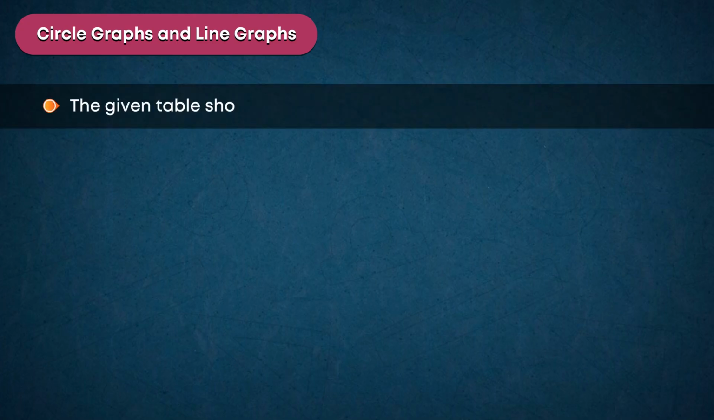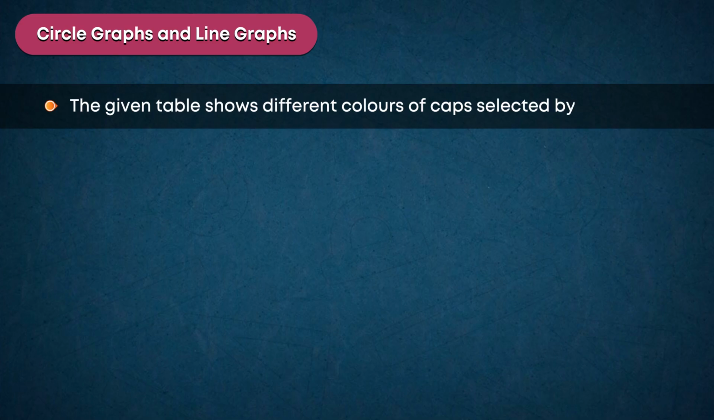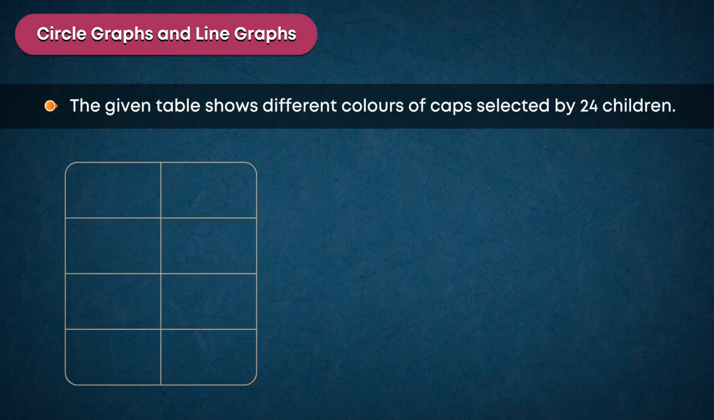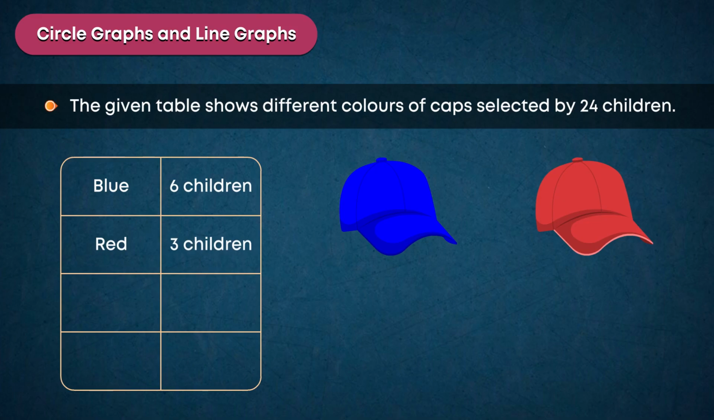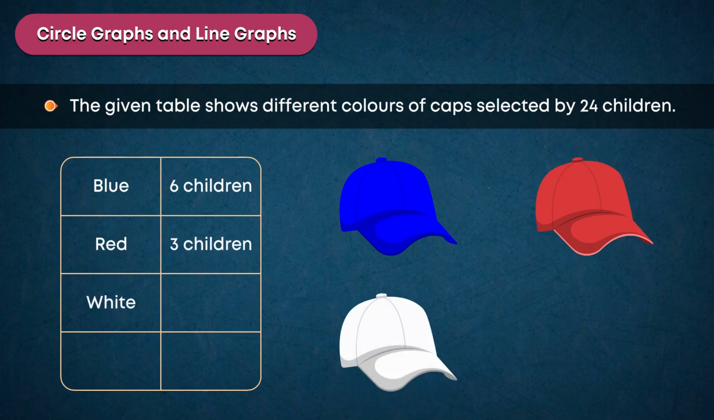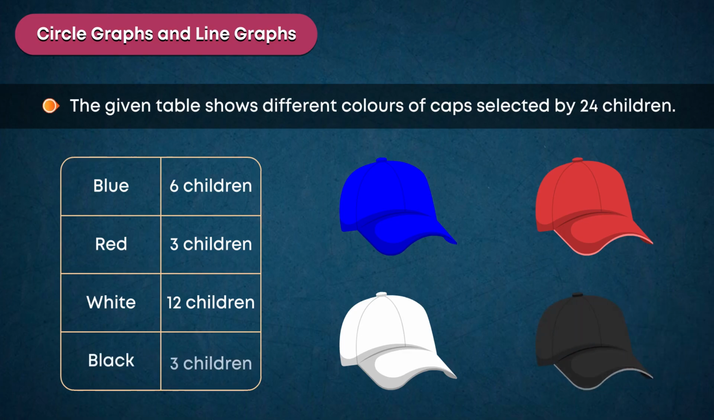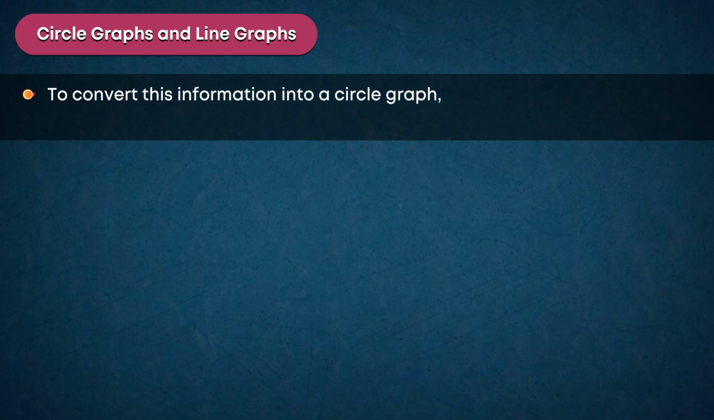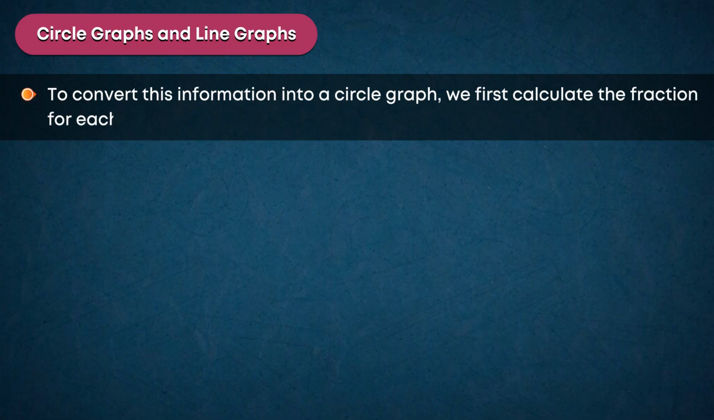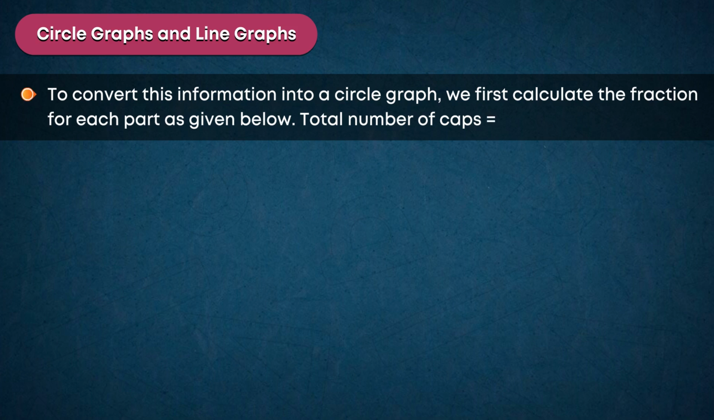The given table shows different colors of caps selected by 24 children. Blue, 6 children. Red, 3 children. White, 12 children. Black, 3 children. To convert this information into a circle graph, we first calculate the fraction for each part as given below. Total number of caps is equal to 24.